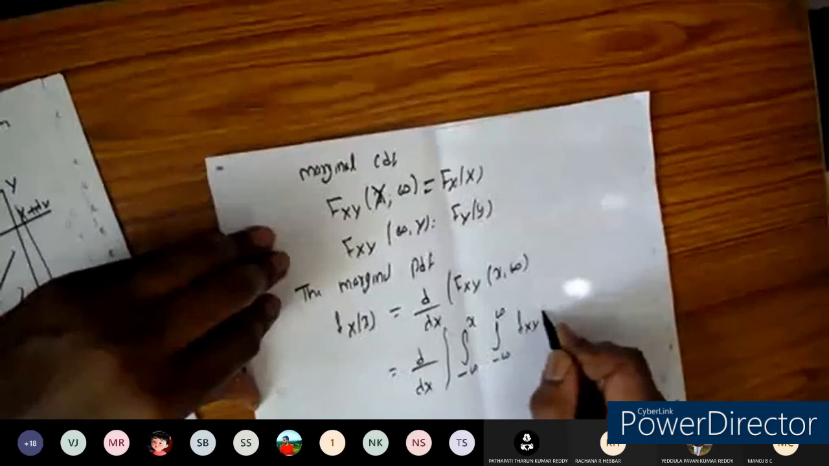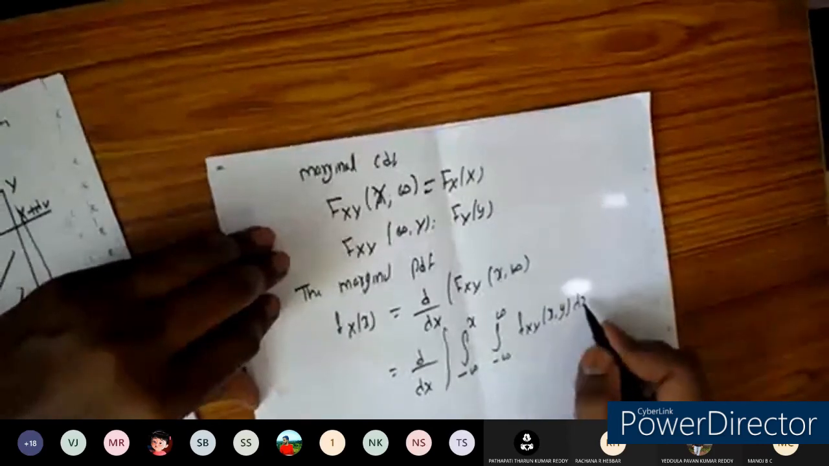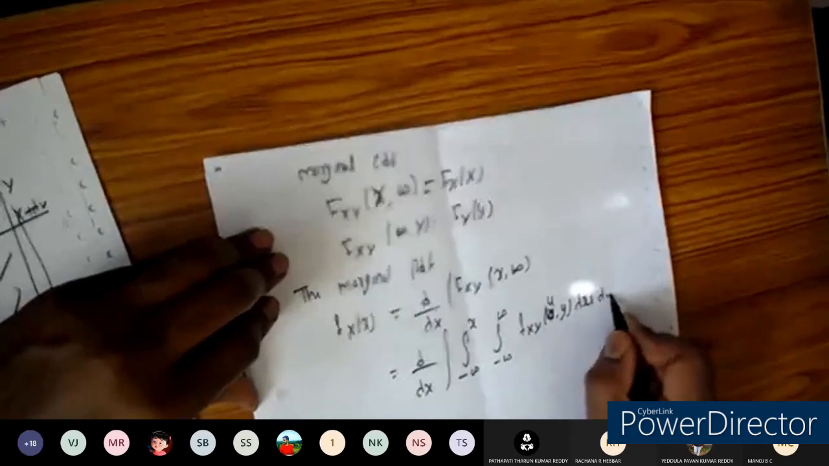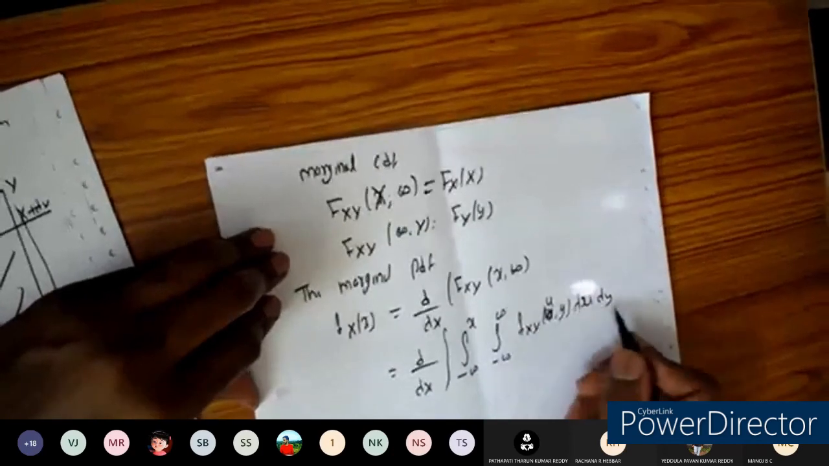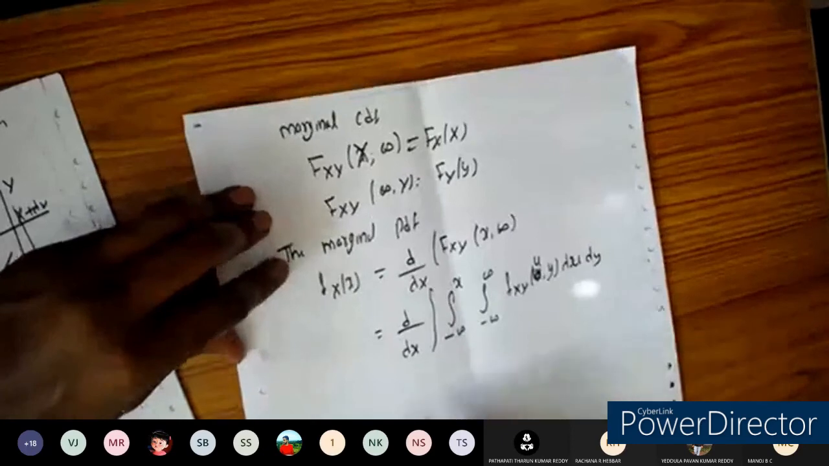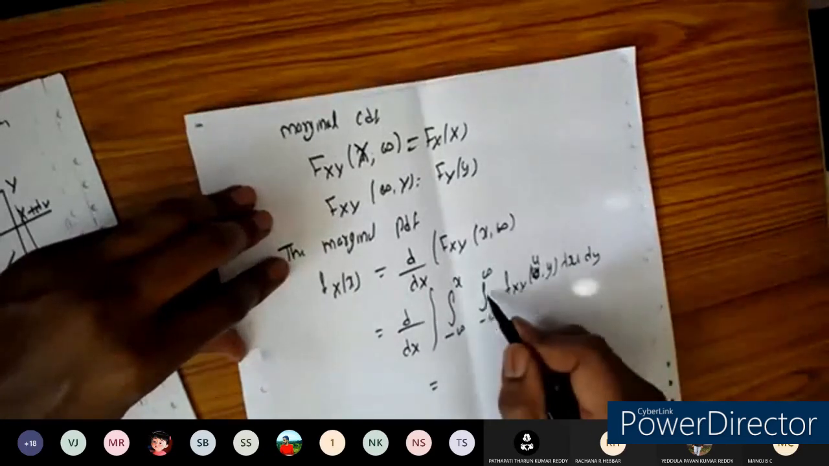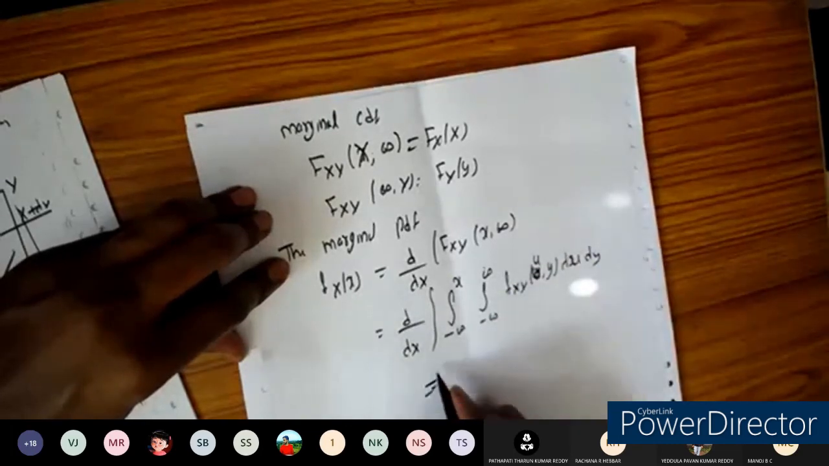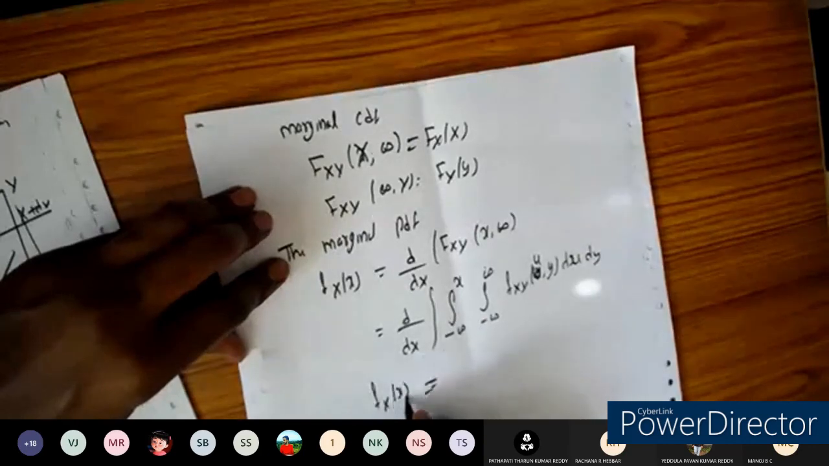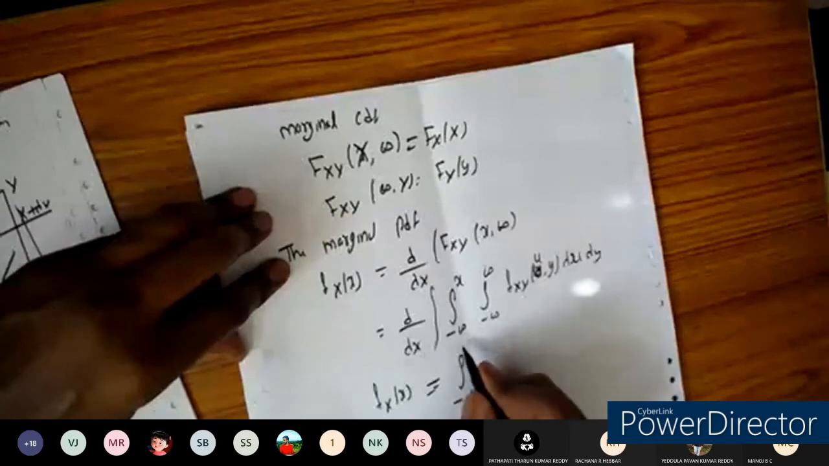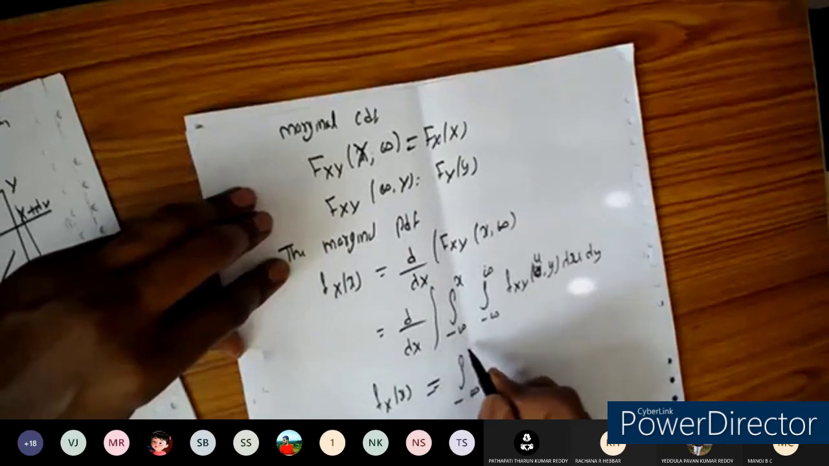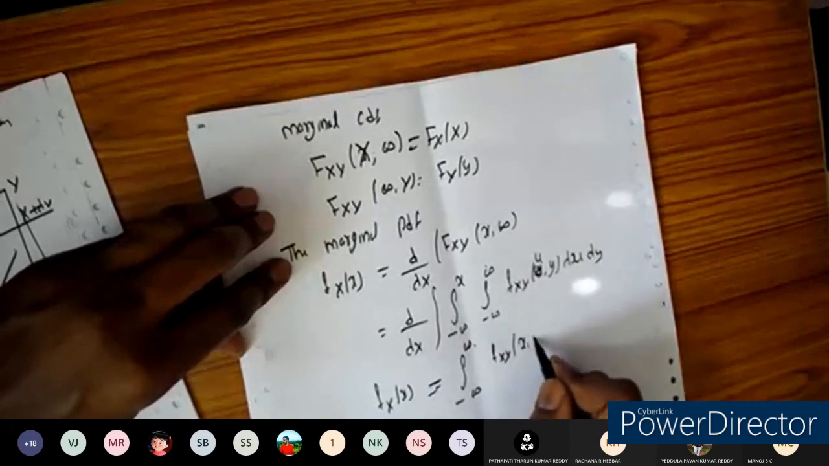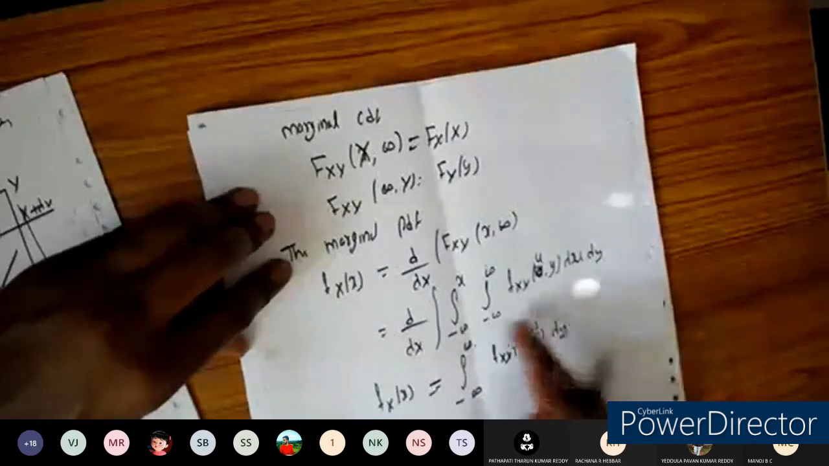We use the same equation here. Because the random variable is x, I take u as the variable, so du dy. The integral of f_XY over y from minus infinity to plus infinity gives f_X(x), so f_X(x) is obtained by integrating f_XY(x, y) dy from minus infinity to plus infinity.